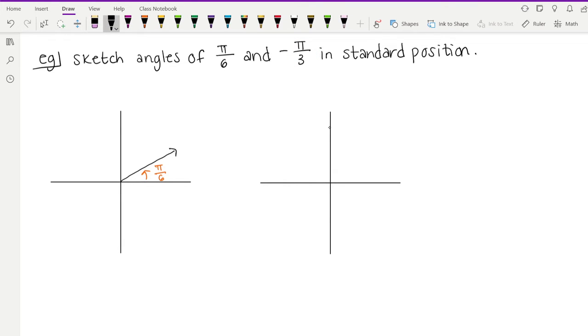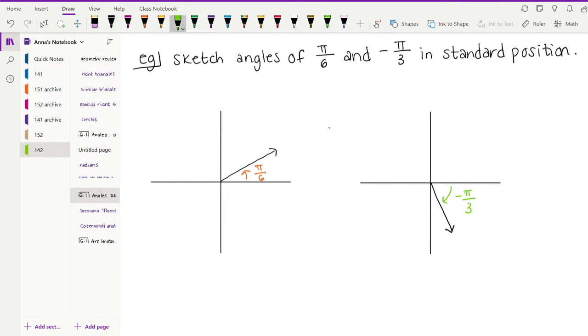And so remember, negative angles are measured clockwise rather than counterclockwise. In our first example, we drew our terminal side so that we had rotated 30 degrees from the x-axis in the counterclockwise direction. This time we want to rotate 60 degrees, but we want to go in the clockwise direction. And so that's going to end up looking something like this. So this would be our angle of negative pi over 3 radians.